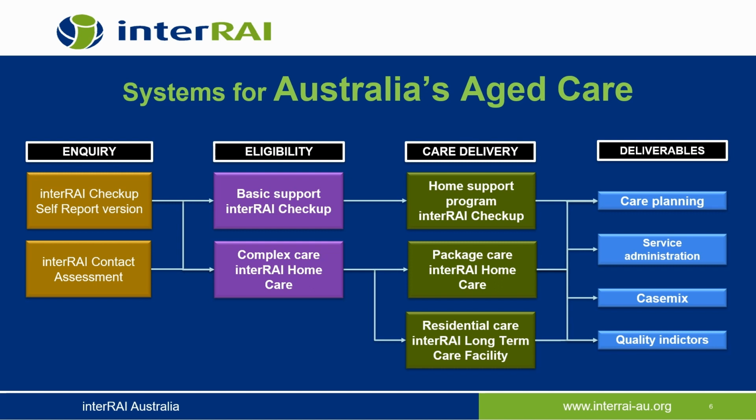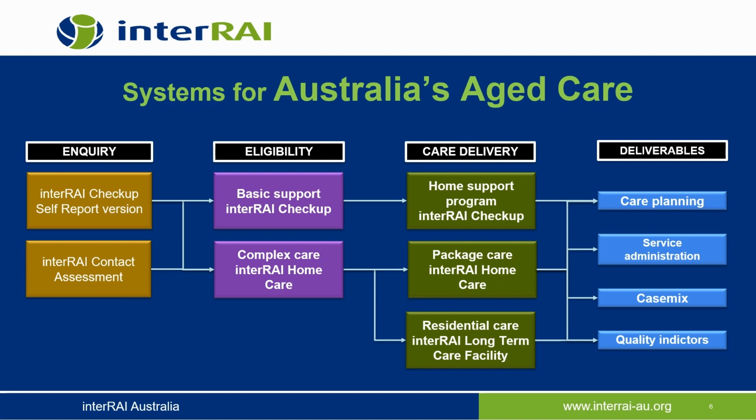An alternative is the interRAI Contact Assessment. It's a pretty short type of assessment. It's done by an assessor who doesn't need to be particularly highly trained, but it would be the sort of thing you could collect over the phone, and that would be the beginning of a process that also leads to an eligibility assessment.